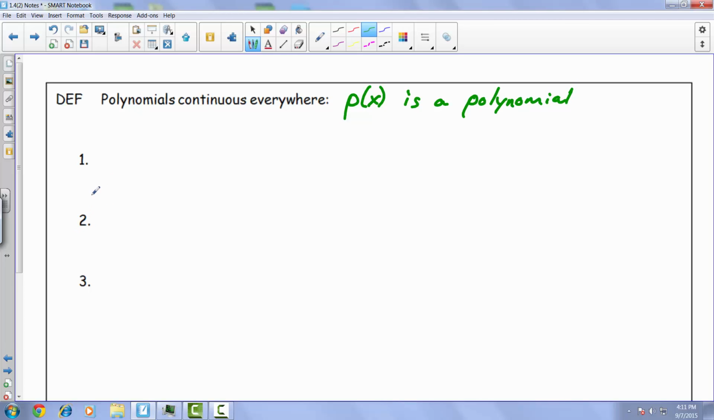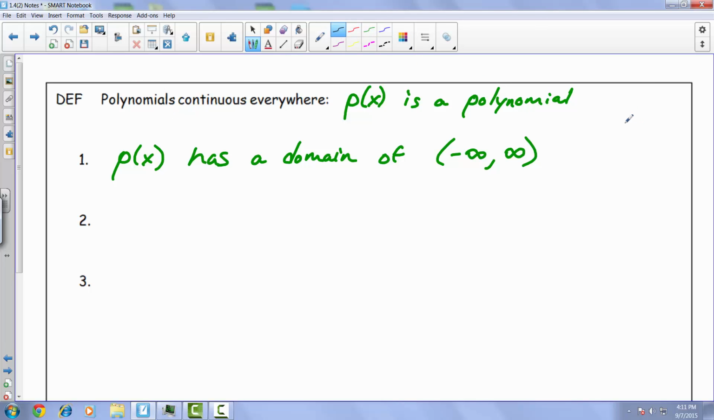then it has to satisfy three conditions, and they are very similar to the three conditions that we've already seen in the past. The first one is that p of x has a domain going from negative infinity to positive infinity. In other words, if you were just to draw a quick sketch, we could see a function going on and on forever in both negative infinity and positive infinity for your x values. So that is the first one.